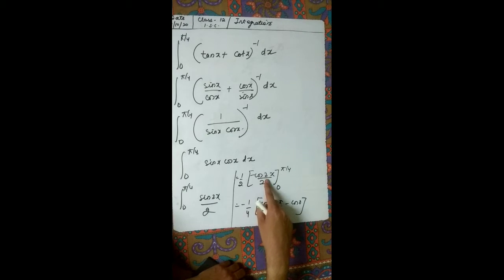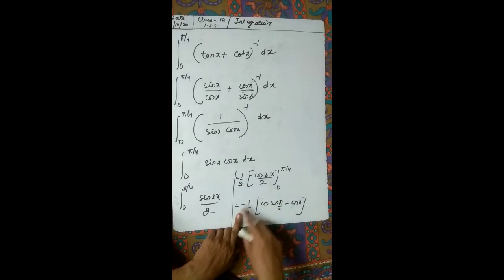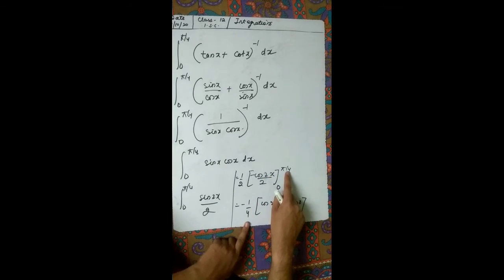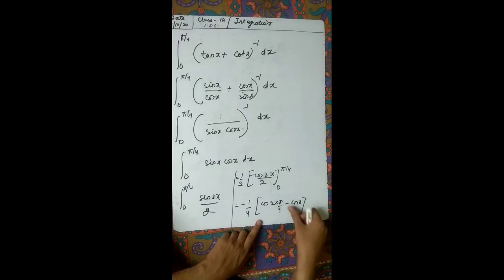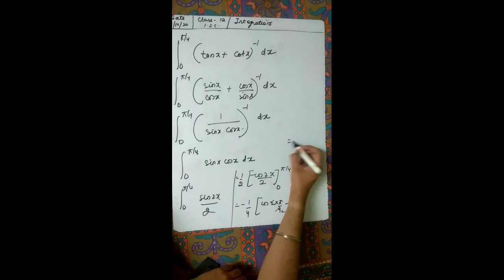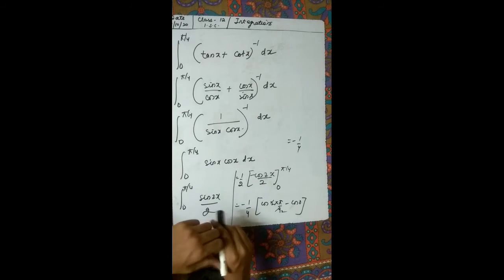Now applying the proper limit, this 2 you also can take out, and this minus also, so minus 1 upon 4. What will be this? Upper limit, that is cos 2x into pi by 4 minus cos 0. As you can see, this 2 with this 2 we can cancel. Cos pi by 2 is what? 0. So 0 minus 1. So your final answer is minus 1 upon 4. So like this only you have to do.